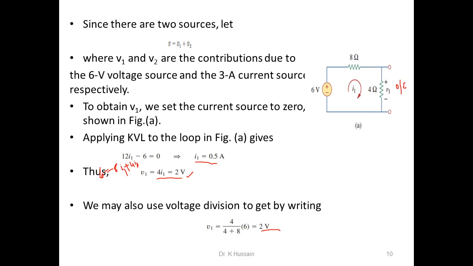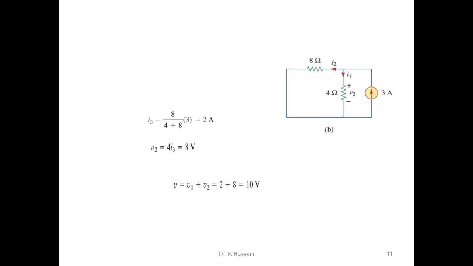By using voltage division also you can find it, either this way or this way. That is up to you. You can use either that method or this method for finding this. Next, we'll see when another source is acting, how much value we get here. Again, you have to find the voltage across the 4 ohm resistor only. Now we'll see the second case. Okay, this is the second case.